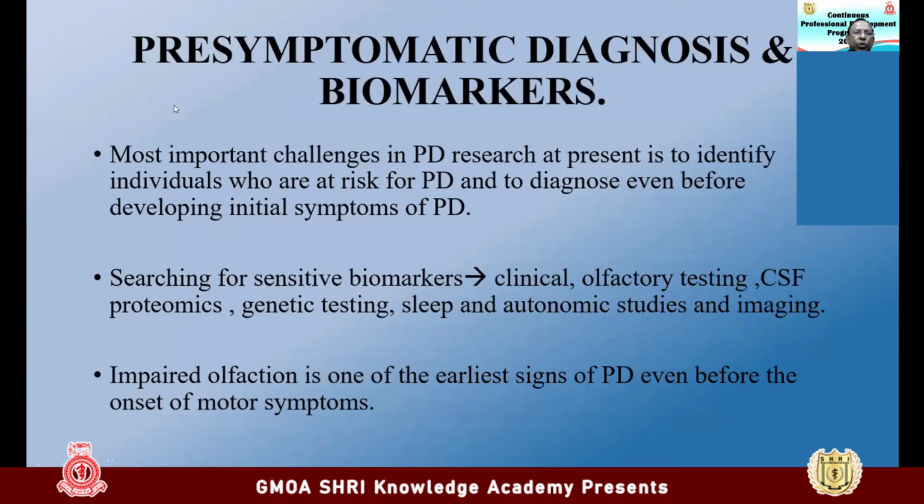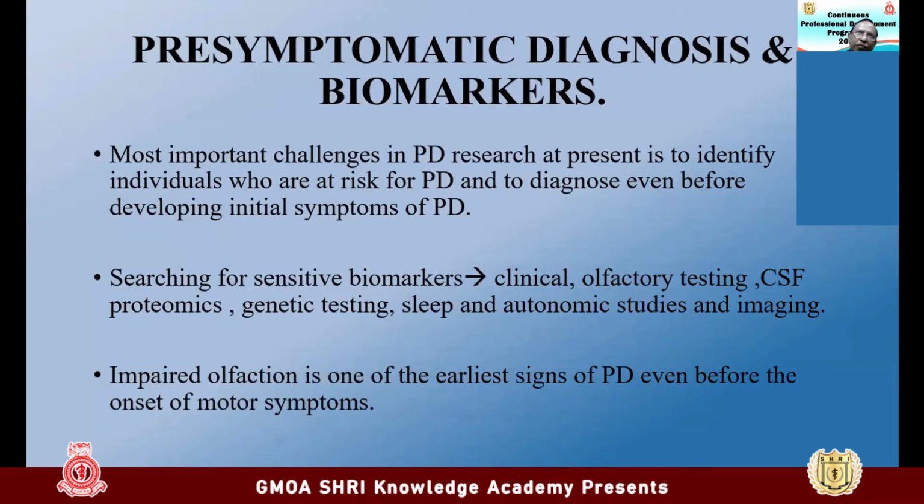Good, we'll move on. Right. So now the golden question is pre-symptomatic diagnosis and biomarkers. As I told, before the first symptom appears, the brain changes have already started. That is what they have found. The most important challenge in PD research at the moment is to identify individuals who are at risk of PD. If so, they can start some management, and make some modifications to slow down the illness.